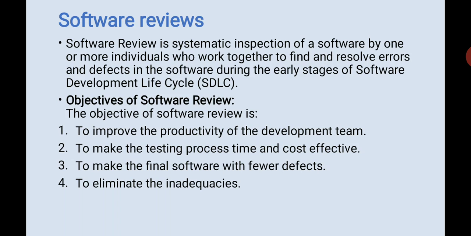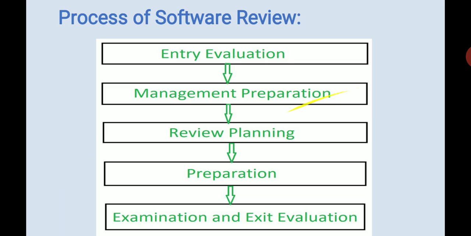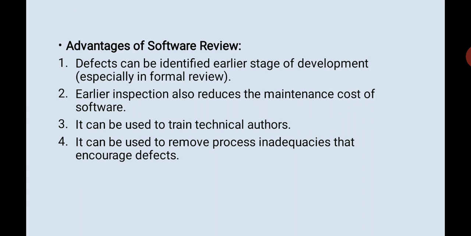What are the objectives? The very first is to improve the productivity of the development team. Next is to make the testing process time and cost effective. Then to make final software with fewer defects. And in the end to eliminate the inadequacies. So this is how the process of software review happens. You have an introduction, then you have a management preparation, you have review planning, then you prepare for the same, and then you have examination and you exit the evaluation process. So this is how a software review happens, and all these steps are self-explanatory.